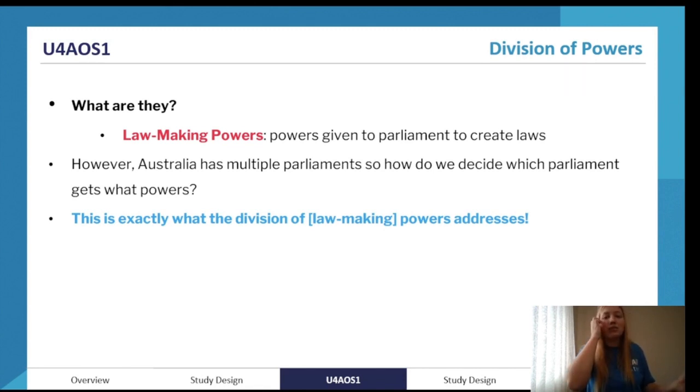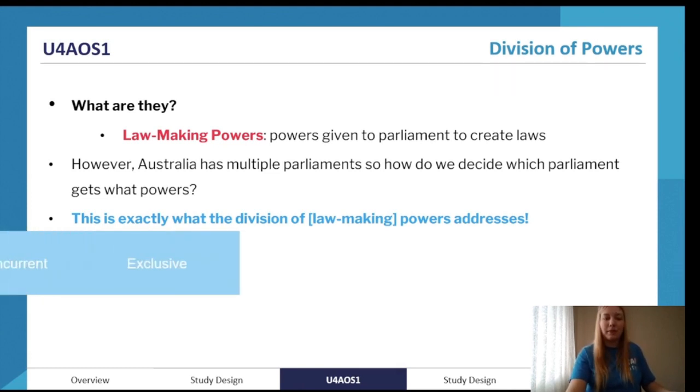Separation of powers refers to how there's no overlap between judicial, executive, and legislative powers, or supposedly. And it's separated by the Constitution. So we'll have a look at that concept as well later on. So this division of powers decides essentially, obviously we have states and we have the Commonwealth, so how do we know which parliament is going to have which powers? And it resolves this problem.